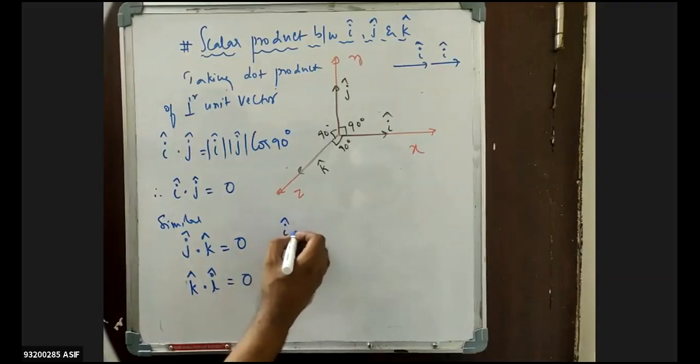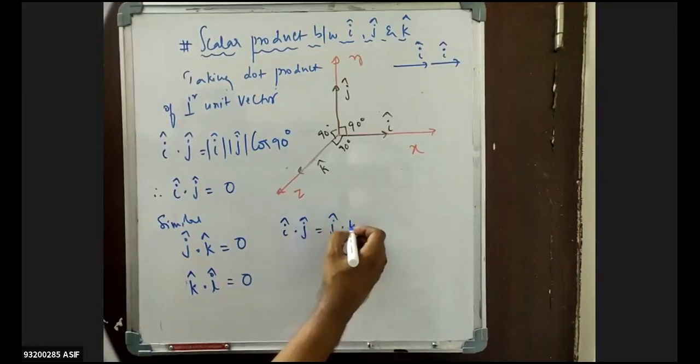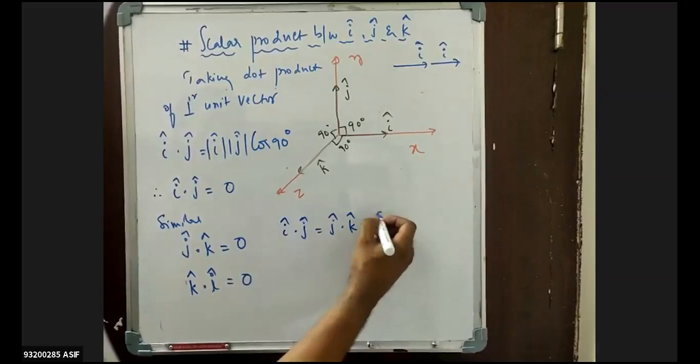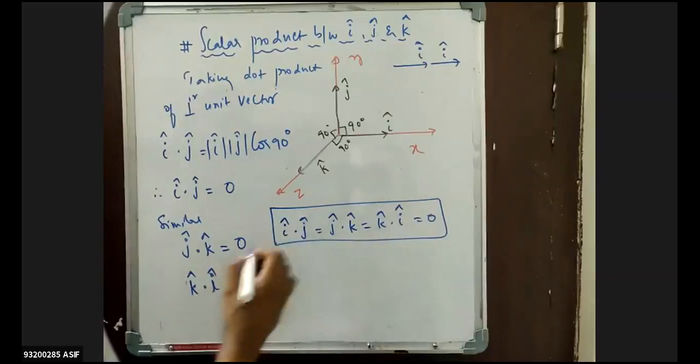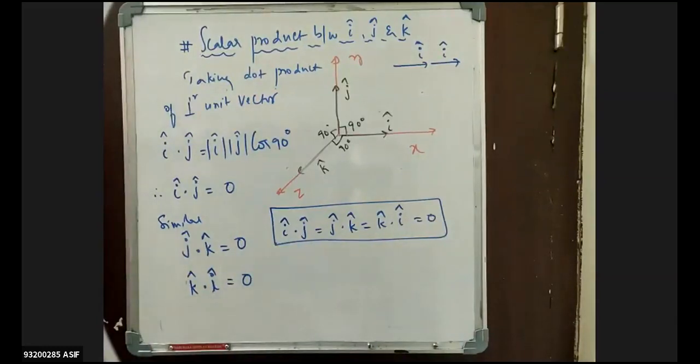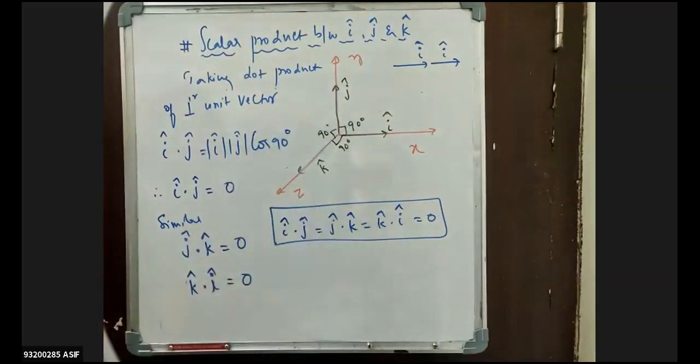So i cap dot j cap, j cap dot k cap, and k cap dot i cap are always equal to how much? 0. Even if I take j and k, or anything else, it is always 0, because they are always perpendicular to each other. So for unit vectors which are perpendicular to each other, the scalar product is always equal to 0.